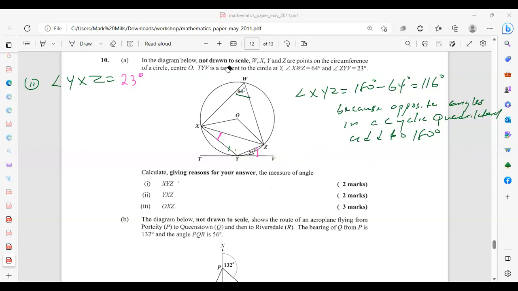So in the alternate segment theorem, when you add, right, so this angle and this, so you see that because angle ZYV is alternate segment to angle YXZ.